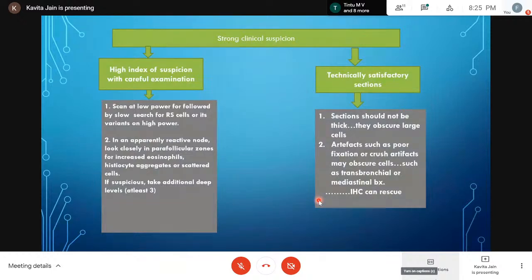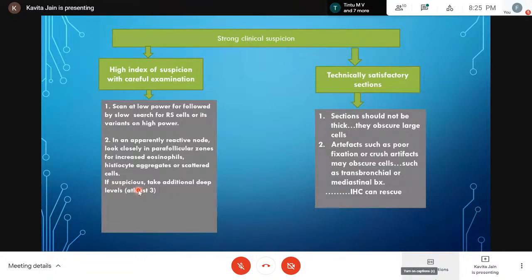So now, just completing my lecture, just for the sake of completion, I made this flow diagram. How should you proceed with the diagnosis of Hodgkin's lymphoma? If there is a strong clinical suspicion, and also on morphology we have a high index of suspicion, with careful examination, we should scan at low power, followed by slow search for RS cells or its variants on high power. In an apparently reactive node, look closely in parafollicular zones for increased eosinophils, histiocyte aggregates, or scattered cells. And if they are suspicious, take additional deep levels.